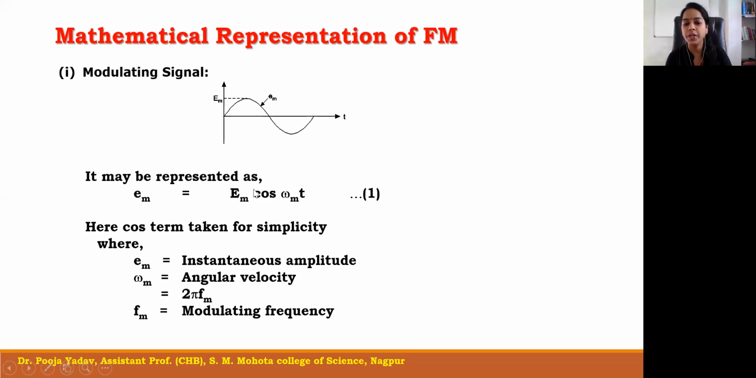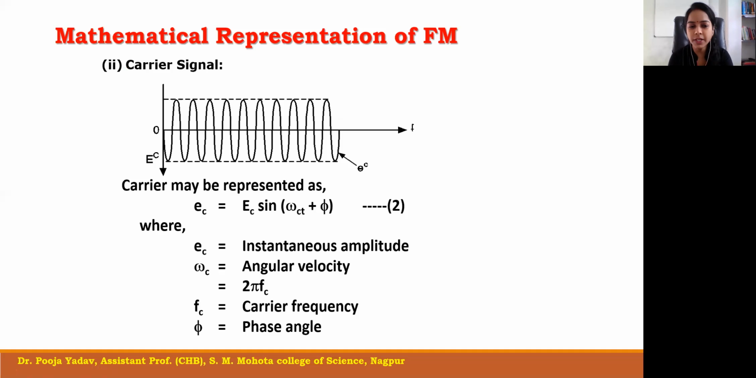Em is equal to Em cos of omega mt. So here the term is the instantaneous amplitude. Okay, then omega m is nothing but the angular velocity, which is also equal to twice pi fm. This is the modulating frequency. Fm is the modulating frequency. Is it okay? So this is the modulating signal, and then we have the carrier signal.